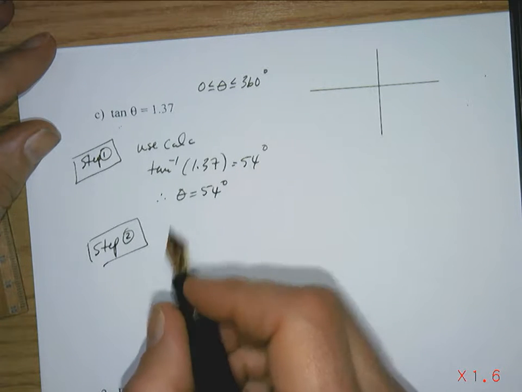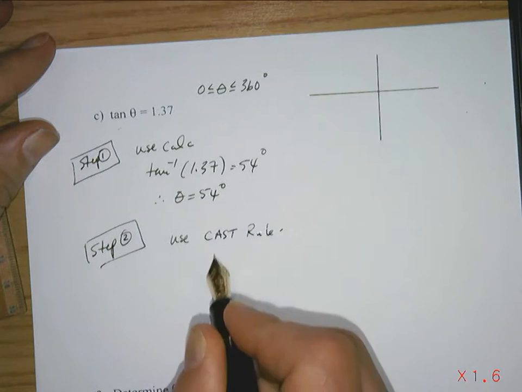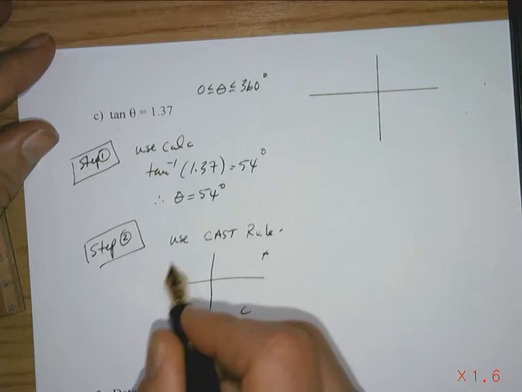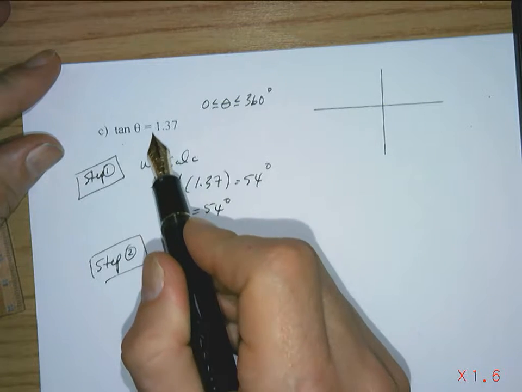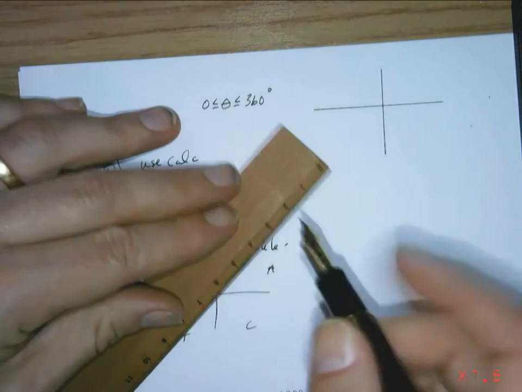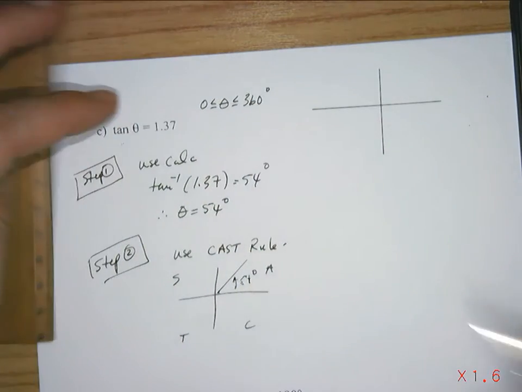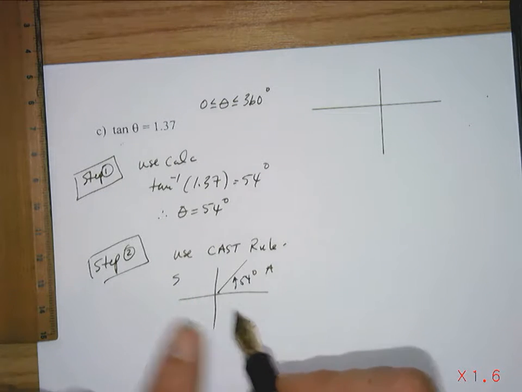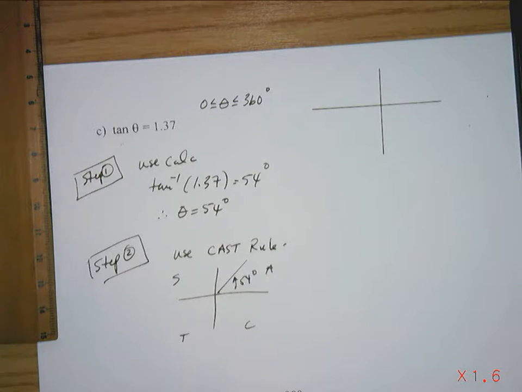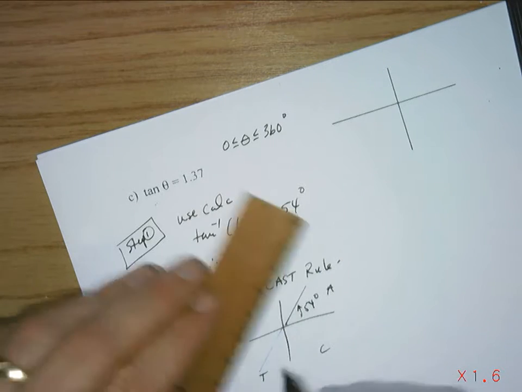So step 2, use CAST. C-A-S-T. What are we looking for? I'm looking for where tan is positive. Now my first answer is in the first quadrant, 54 degrees. That is my related acute angle. Now my related acute angle can go in this quadrant, or this quadrant. Well, I want tan to be positive, so I'm going to put it in this quadrant. So it comes down here.